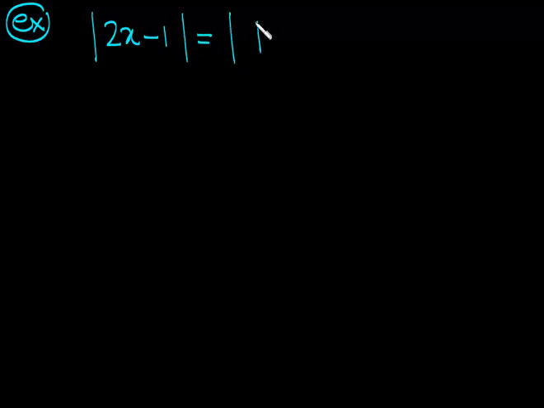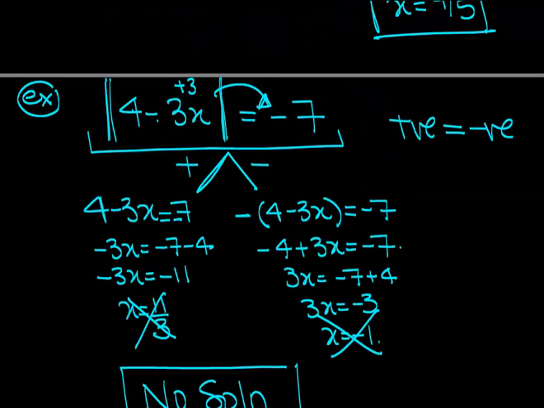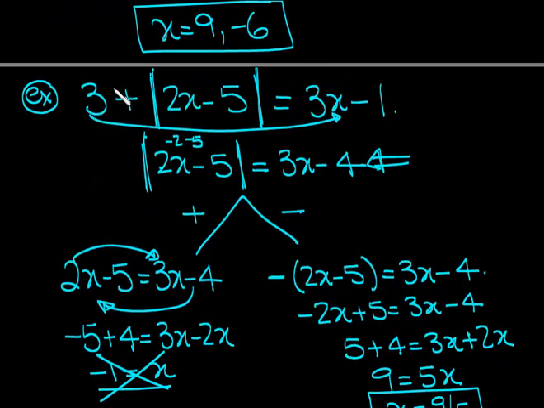Let me do one last one. Let's do one with two absolute values. So we have absolute value of 2x minus 1 is equal to absolute value of 4x plus 9. Okay. Now, I just want to stress this. Anytime you're working with absolute values with most stuff, just always isolate the absolute value first, like we did over here before you start the problem. It's just easier to work with them. Okay.